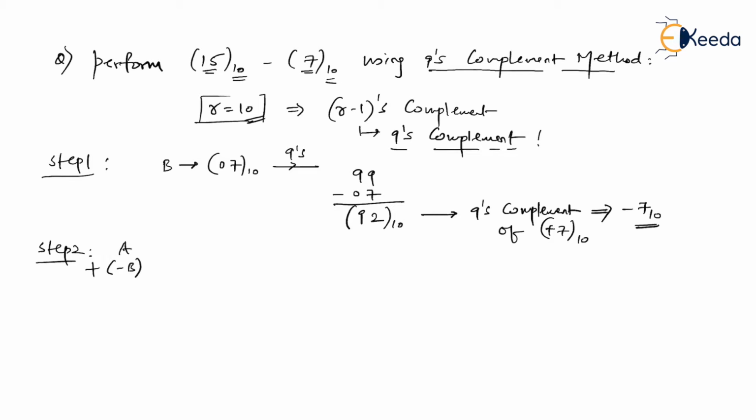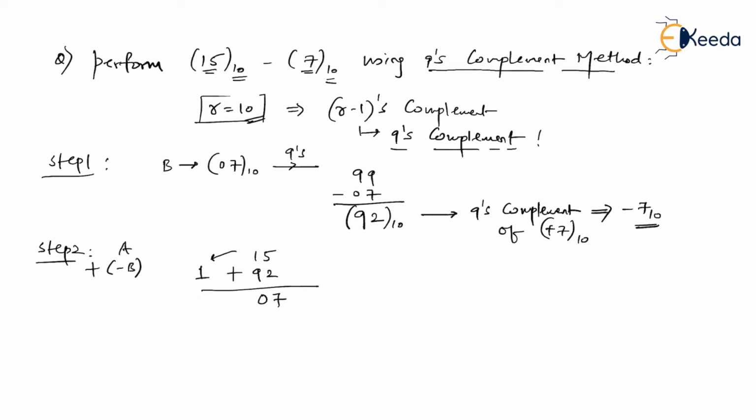So let's see that what is a is 15. So 15 I'm going to add with what? With 9's complement of 7. 9's complement of 7 is 92. Check it out. So I'm going to add with 92. Let's see what is the result. 5 plus 2 is 7. 9 plus 1 is 10. Carry 1. Carry 1. Yes or no?